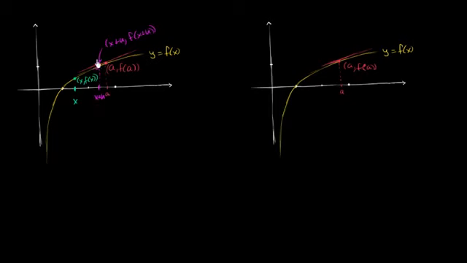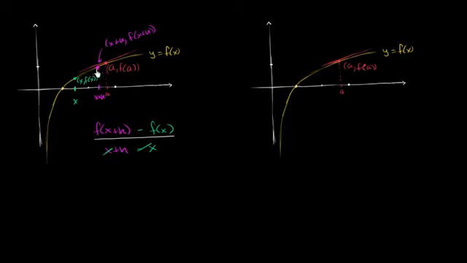So that would be your change in the vertical, which would be f of x plus h minus f of x, over the change in the horizontal, which would be x plus h minus x. X plus h minus x, and these two x's cancel. So this would be the slope of this secant line.